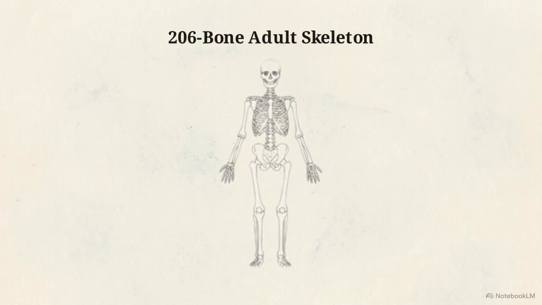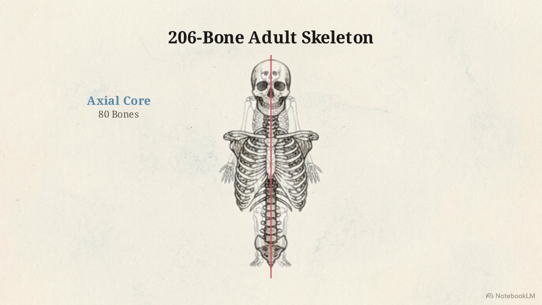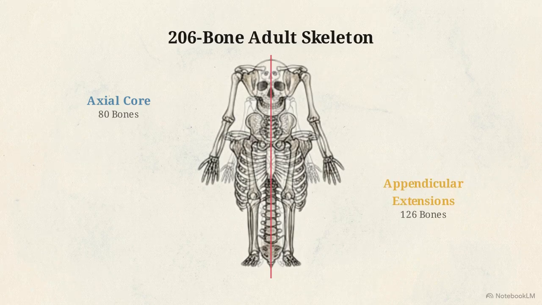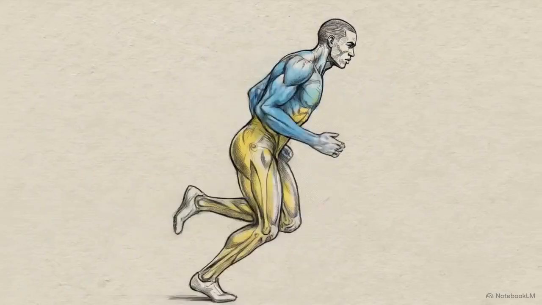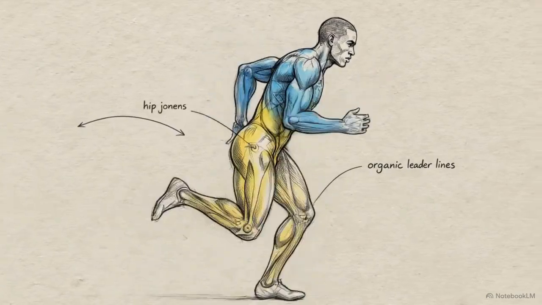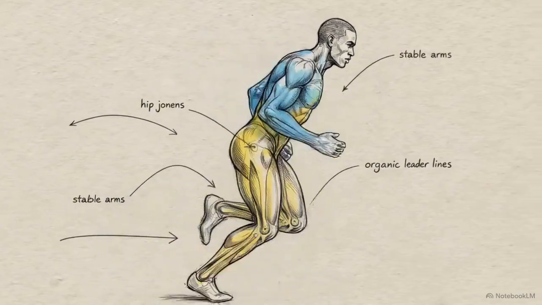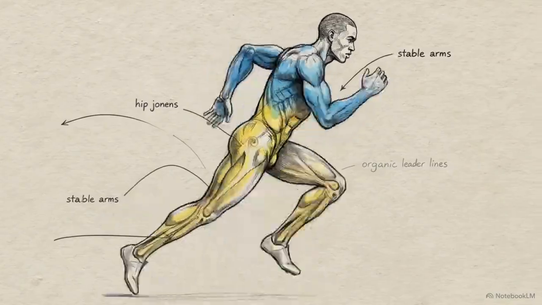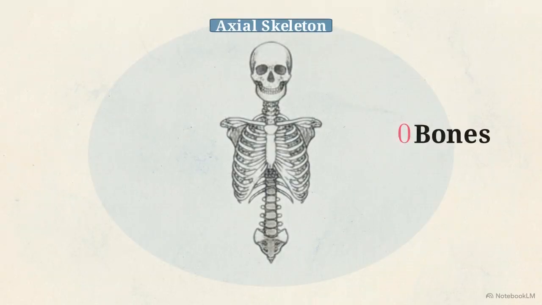Navigating the mechanics of the 206-bone adult skeleton starts with a division into 2 distinct functional domains, the axial core and the appendicular extensions. The mathematical split between these 2 domains highlights the balance between internal protection and the requirements of physical movement. This model visualizes the 80-bone axial skeleton, the protective chassis for vital organs.